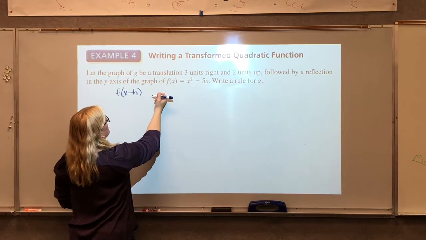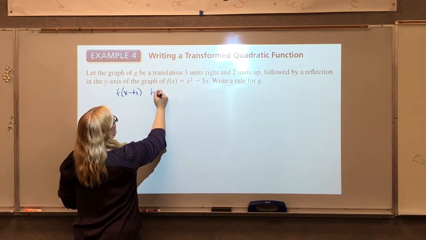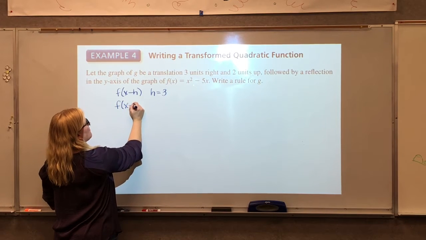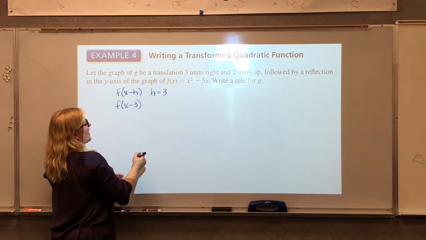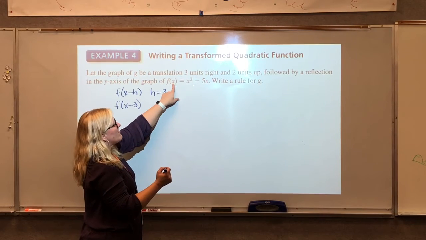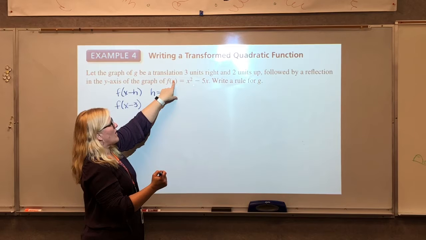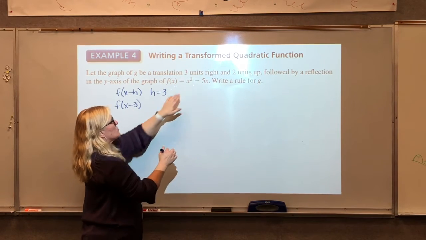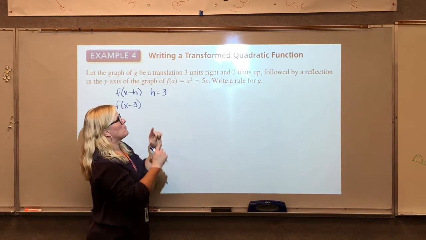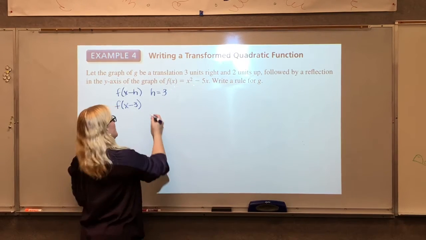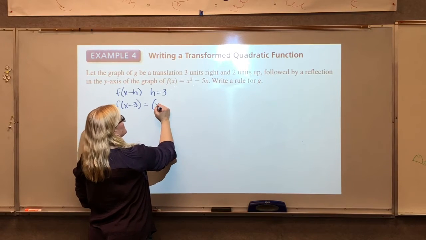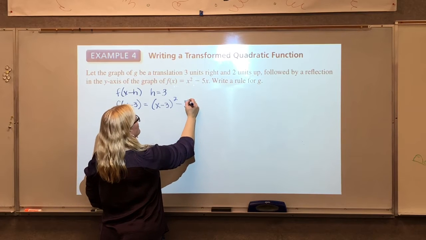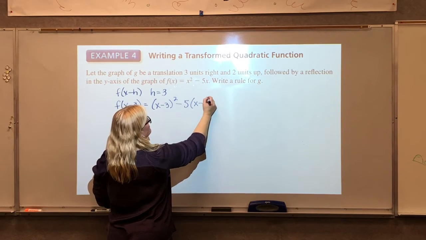This is asking us to move it 3 units to the right. So h equals 3, it's positive. So I need to do f of x minus 3. That means that for every value of x that I have right here needs to be substituted with x minus 3. So I'm going to take out these x's and put in x minus 3. So f of x minus 3 is x minus 3 squared minus 5 times x minus 3.